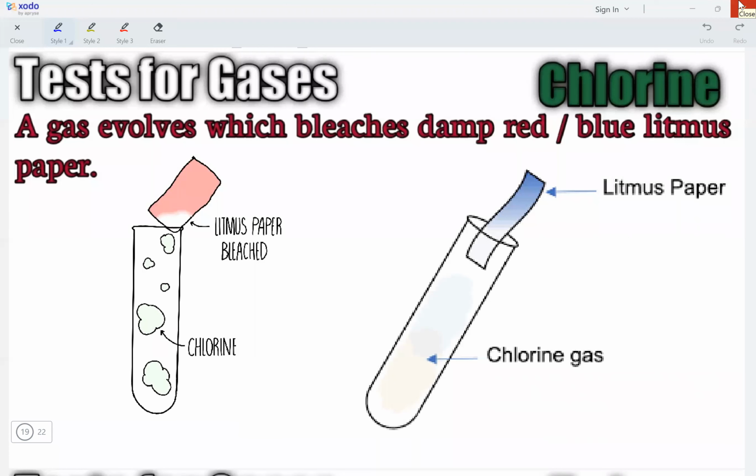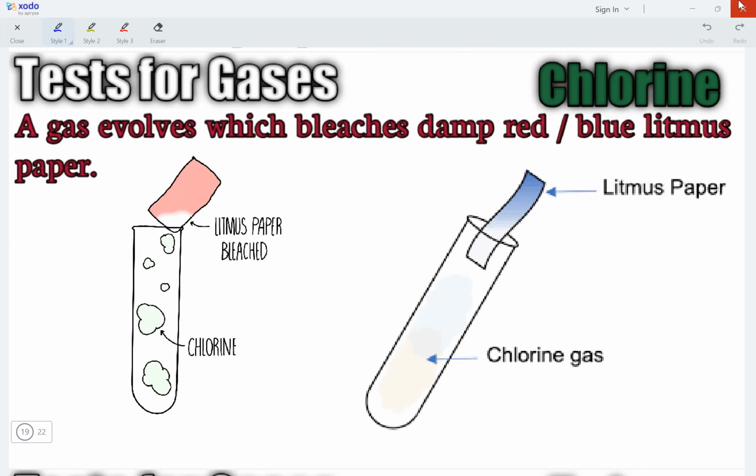Continuing with the test of gases, we are going to test for chlorine now. Now, when chlorine gas is evolved, it turns the red litmus paper colorless, or it bleaches the red litmus paper. So the effect here is chlorine bleaches the litmus paper present. It takes away the color that is present. And it does the same thing with the blue litmus paper.